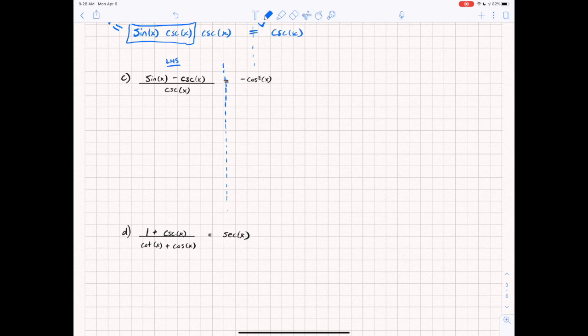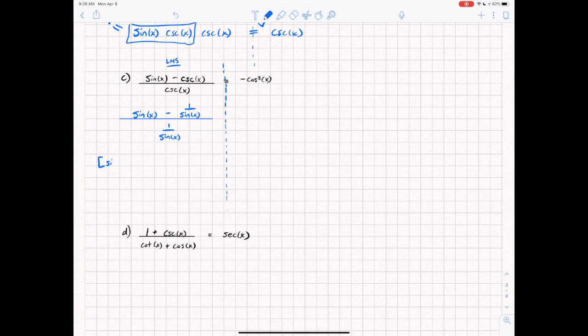All right, so sine x minus cosecant x all over cosecant x. I'm going to go through and I'm going to rewrite. So sine of x minus, so cosecant again is 1 over sine. This is all over 1 over sine. All right, so I need to go through and do algebra. So I'm dividing by a fraction. So what I'm really doing is multiplying by its reciprocal.